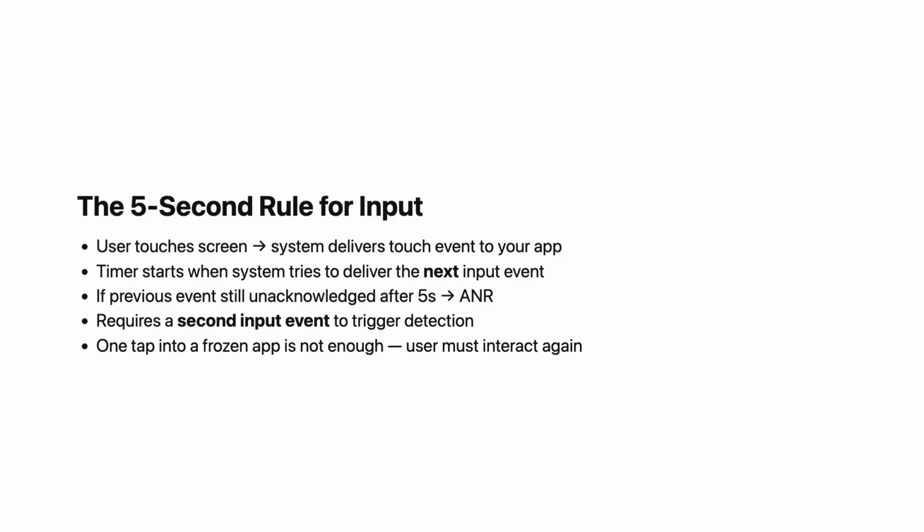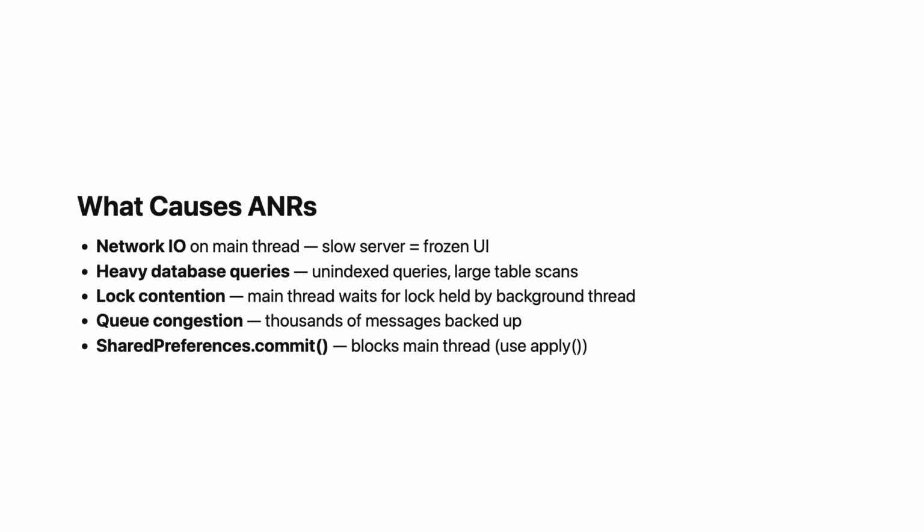So what causes your main thread to be stuck for 5 seconds or more? Let me walk through the usual suspects. Number 1. Network calls on the main thread. You make an HTTP request, the server is slow, and your main thread blocks for 10 seconds waiting for the response. This is so common that Android has StrictMode to detect it. Number 2. Heavy database operations on the main thread. A Room query that scans a large table, an unindexed query on SQLite. Even fast queries can be slow if the disk is under pressure from other processes.